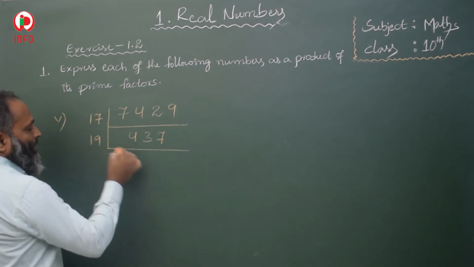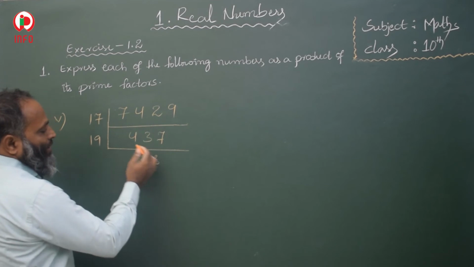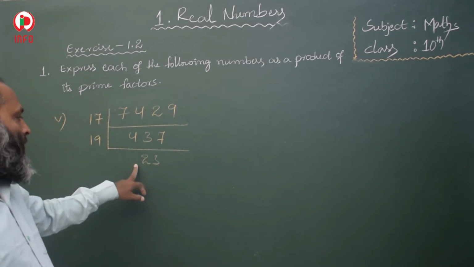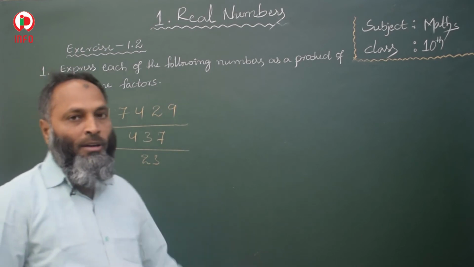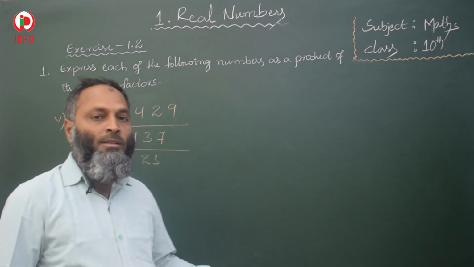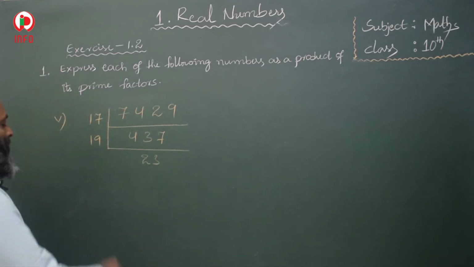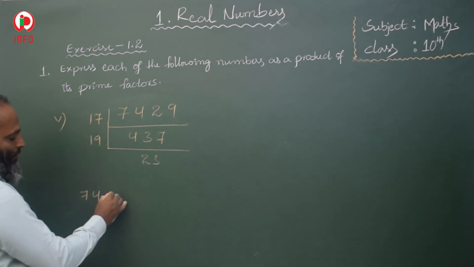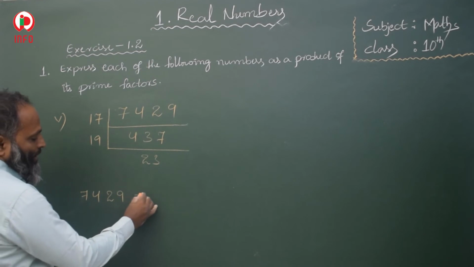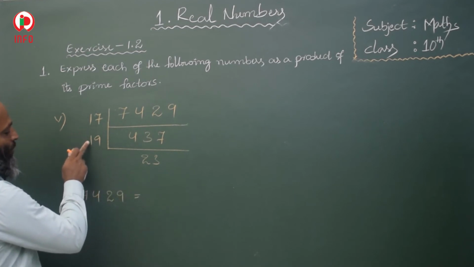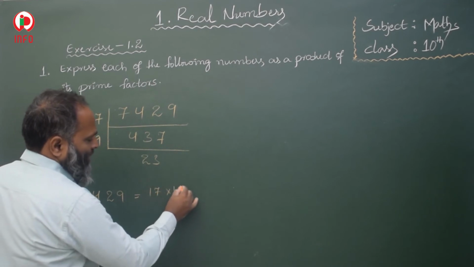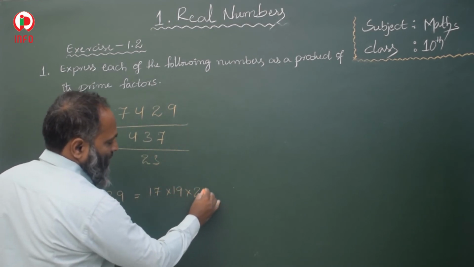19 23 is 437. So now after that, 23. 23 is a prime number, so no need to do further. So stop here. Now you should write the product of prime factors of the given number 7429. So that is 17 into 19 into 23.